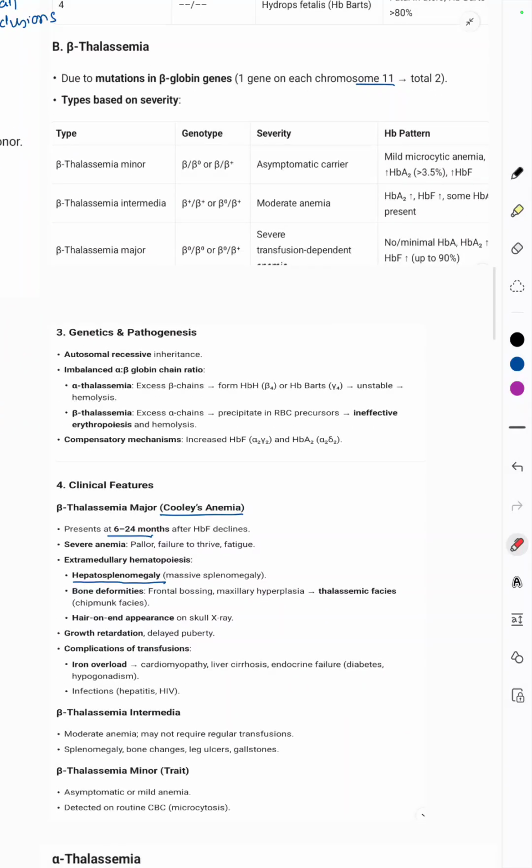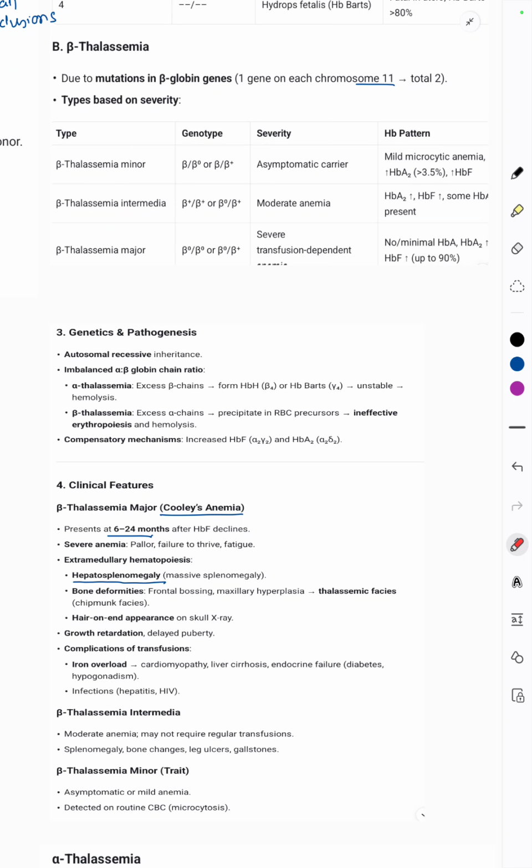Then beta thalassemia. It is due to mutation in the beta chain, and this beta chain gene is located on chromosome 11. There are a total of two beta chains. If one beta chain is absent or not working, that will lead to beta thalassemia minor. It is an asymptomatic carrier. Then beta thalassemia intermedia, where the HbA2 and hemoglobin F levels are going to increase. And beta thalassemia major, where both of the chains are not present.